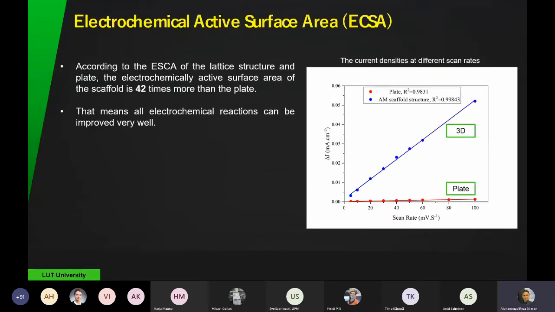According to the ECSA of the lattice structure and the plate, the electrochemically active surface area of the scaffold is 42 times more than the plate. Here in the picture, the current densities at different scan rates are illustrated, and you can see a much bigger difference. The 3D printed electrodes have much more current than the plate, and that means that all electrochemical reactions can be improved very well. Referring to the first slides, I discussed that we can increase the anodic reactions, and therefore we can increase the cathodic reactions.